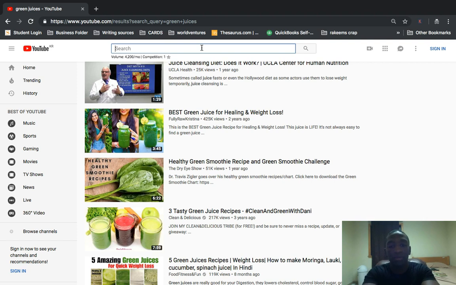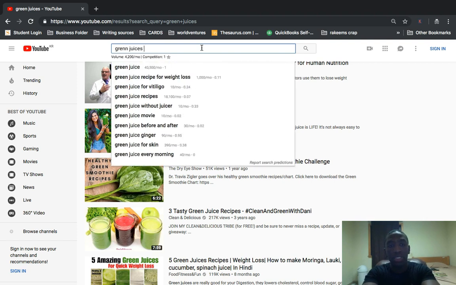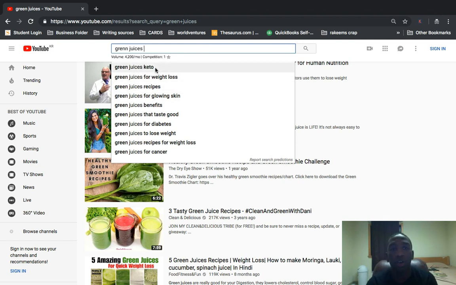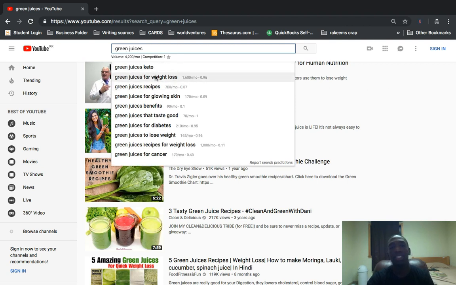Well, now let's switch it around. Green juices. Okay, so far we can see green juices keto, people are searching for. Green juices for weight loss. Green juices for glowing skin. Green juices that taste good, right? These are actual things. Oh, I guess I can't spell green right now. All right, so there we go. Green juices for weight loss gets 1,600 searches per month, right? Green juices for glowing skin, 170 searches per month. So as you can see, these are actual things that a person would need to make content around to generate the views. Then based on those specific videos, retarget those people, selling a product.